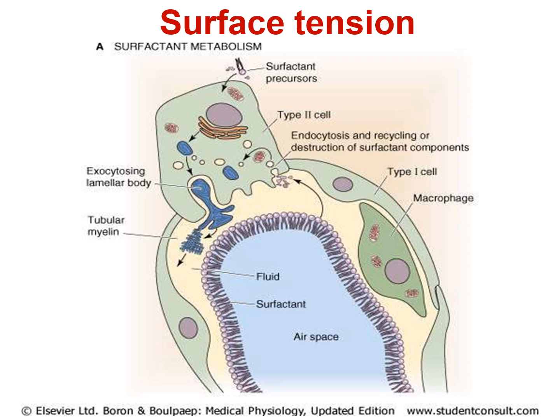In this picture you can see the formation of surfactant. These are the type 2 epithelial cells, where the endoplasmic reticulum synthesizes the materials. These are transferred to the lamellar bodies and released to the surface by exocytosis. This is the tubular myelin, arranged in a meshwork form. Then there is endocytosis and recycling or destruction of surfactant components.